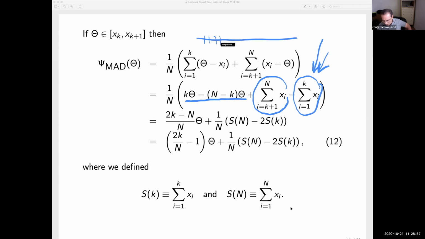So if this would be theta, theta is always one of my red numbers. So I'm basically summing over all my xi's until theta. Okay, so this would be this term. This would be an integration, and I'm calling it Sk. Okay, so Sk would be the integration or the sum of all the numbers until a specific index k.